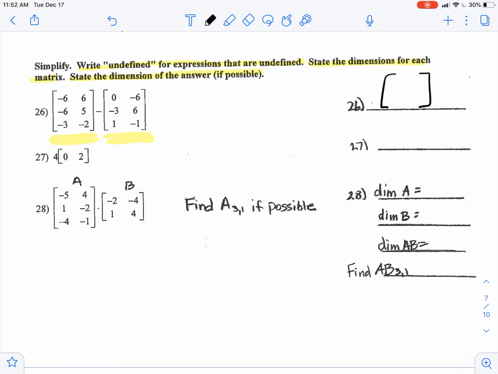Number 27. I'm just going to kind of read through these two here. So 27 is just a scalar multiplication. You just need to take 4 times that matrix. If you can do it again, you're just going to come over here and give me the answer. Pause and work those two.